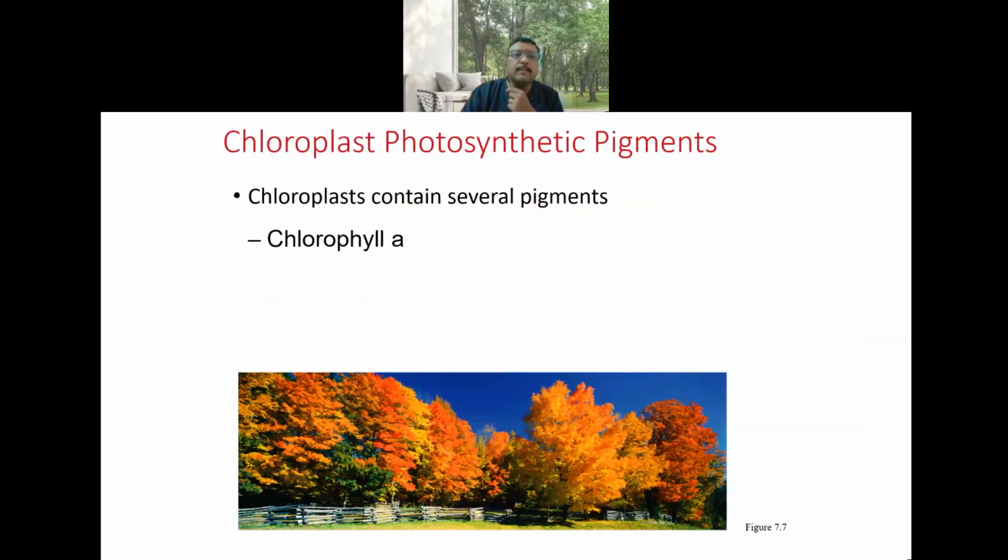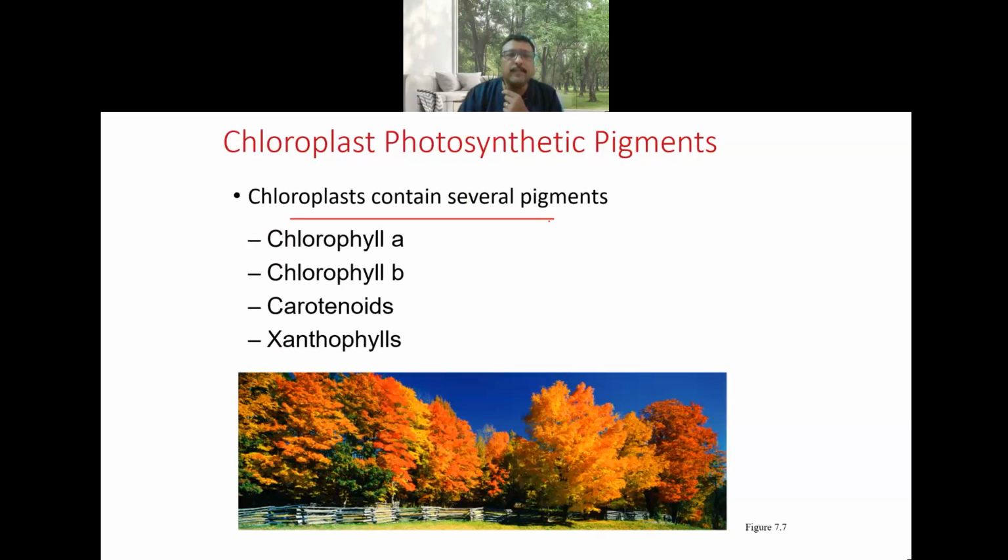So how many chloroplast pigments are there, and are they taking part in photosynthesis? The main pigments are chlorophyll A and chlorophyll B. There are even chlorophyll C, D, E also. And the other pigments are carotenoids, xanthophylls, and phycobilins. Okay.